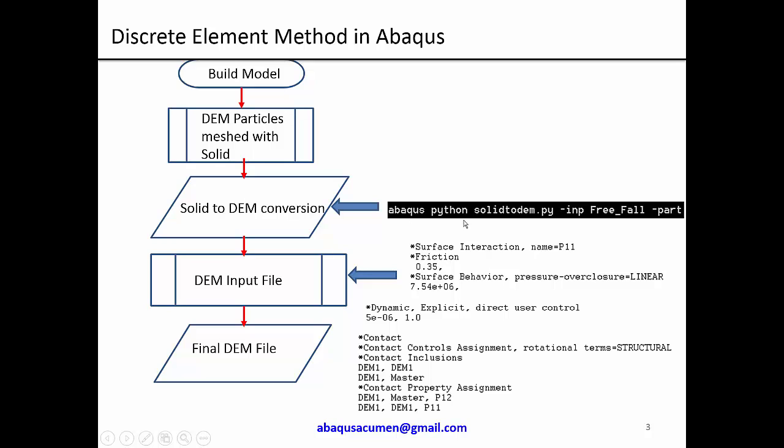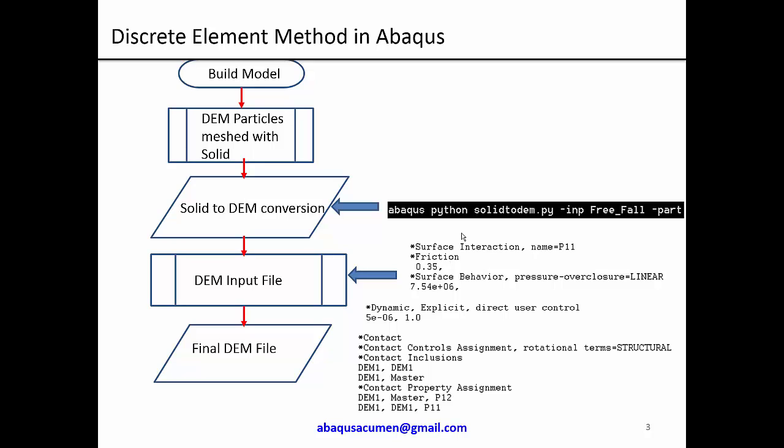There is a script called the solid to DM Python script. You call the script using the Abaqus command python, then give the solid to DM Python script, -inp, then give the input file and a part file. It will convert all this solid into DM particles. Then you use TextPad or Notepad to copy and paste the particles, remove the solid particles, and then give a section definition.